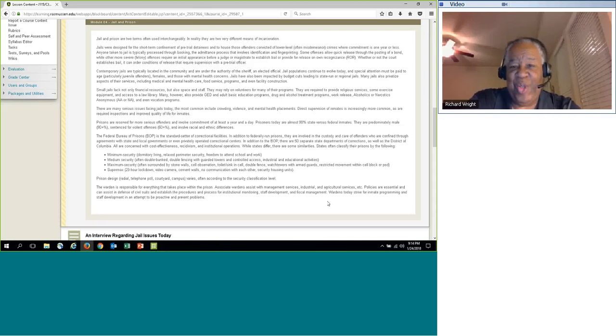Now, when you hear the term minimum, that's telling you these are individuals who are probably not violent offenders, and then they are going to have more flexibility, living in a dorm, a more relaxed security situation, and can often attend school and work. That's where you find the minimum.